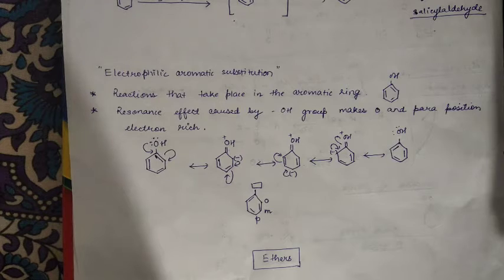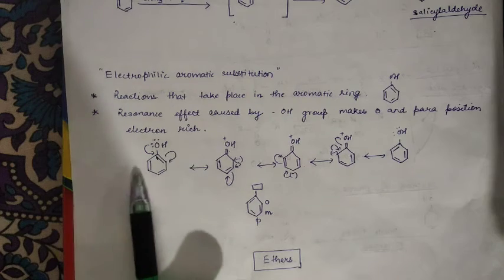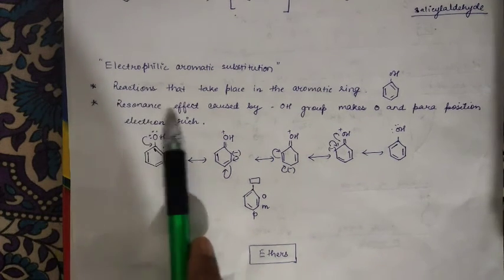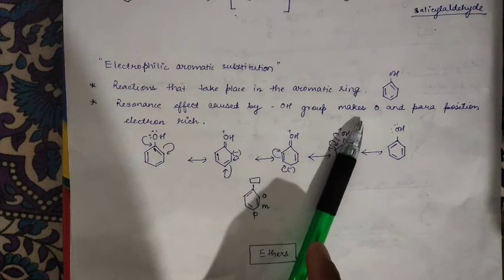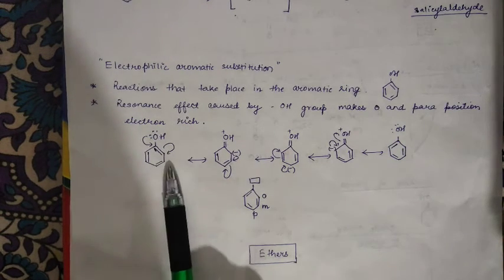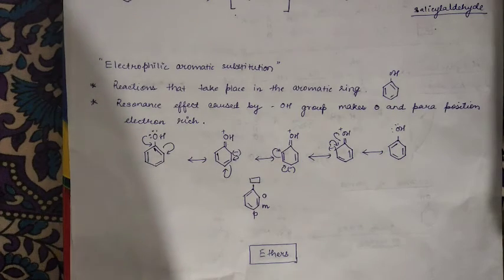Actually, it sometimes comes for 1 mark: why are ortho and para positions more active during electrophilic aromatic substitution, or why is the meta position not active during electrophilic aromatic substitution? The answer is due to resonance. And elaborately you can draw the structure of resonance and give the cause that is written here: the resonance effect caused by OH makes the ortho and para positions electron rich, while no such observation is made in the meta position. So this is the reason.